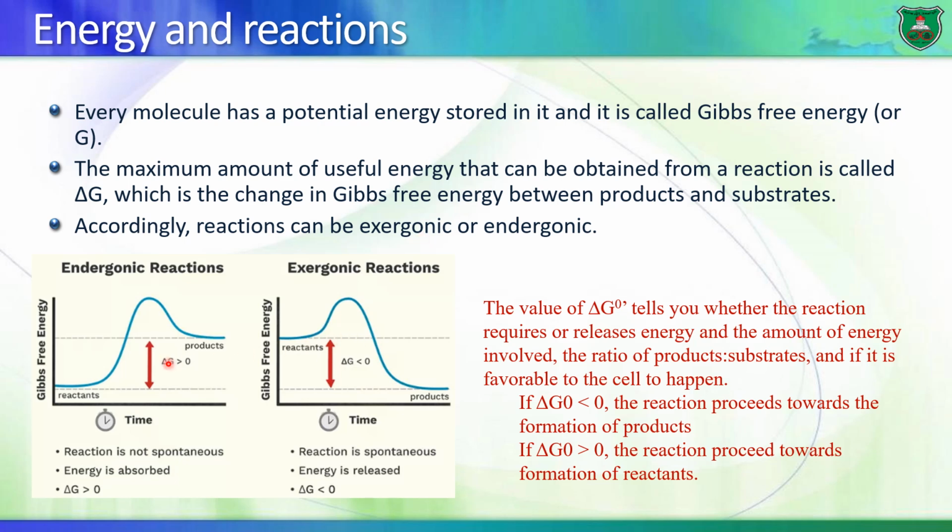So you can have a situation whereby the G of products is higher than G of reactants, okay? And this is known as endergonic reaction because energy must be applied. It has to be added into the system, and that's what's called endergonic, okay? So it goes into the system. Now, so energy has to be added. It has to be absorbed by the system.